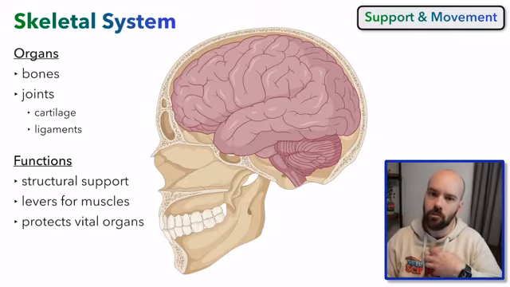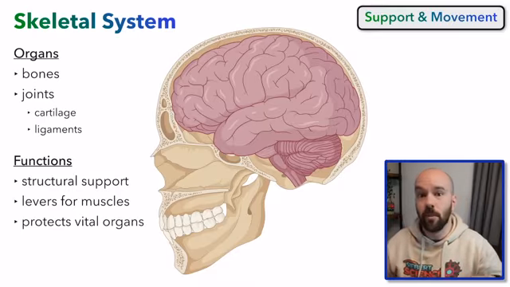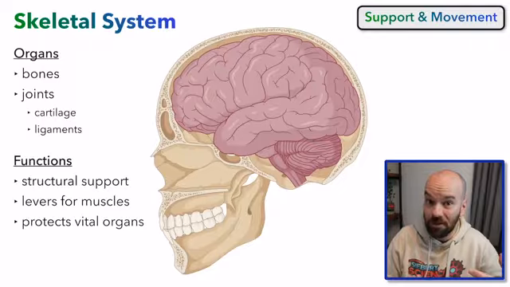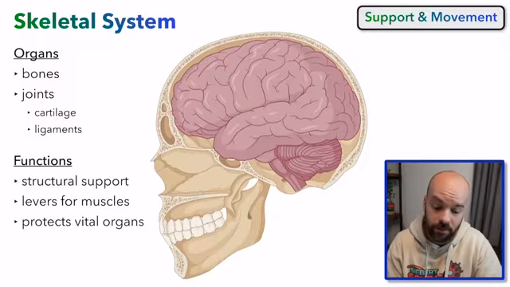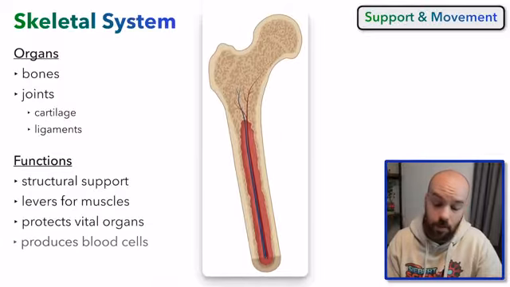Similarly, we have the ribs, which protect our heart and lungs. We also have the pelvis that'll protect our pelvic organs, our reproductive organs, and all of that. So protection is an important part of the skeletal system. And then next, another function is going to be producing blood cells.